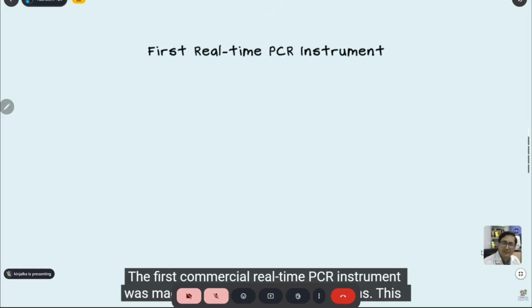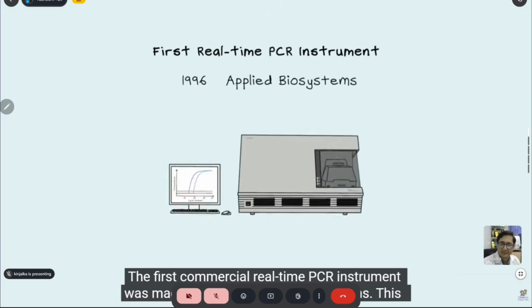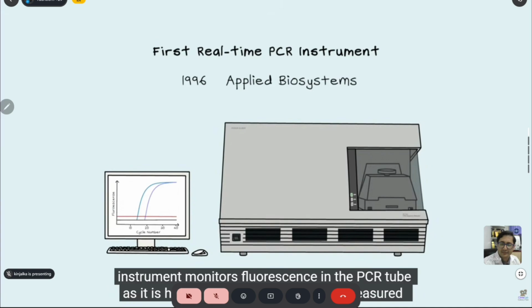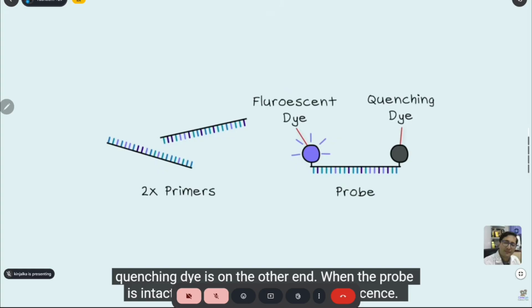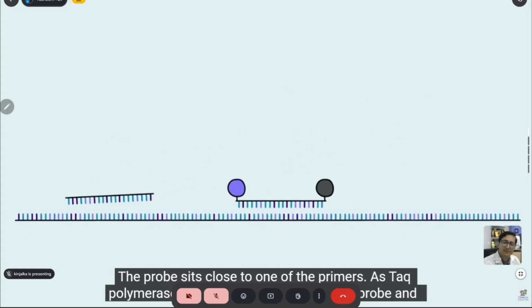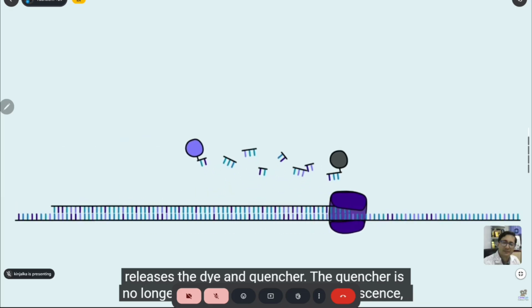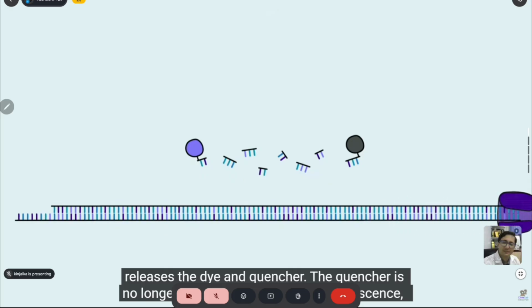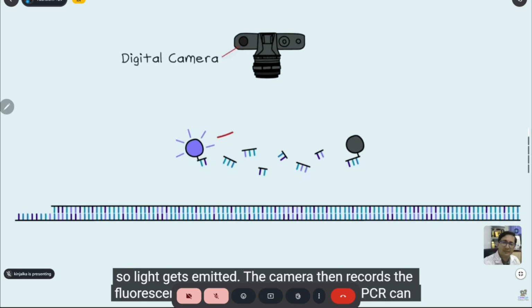The first commercial real-time PCR instrument was made in 1996 by Applied Biosystems. This instrument monitors fluorescence in the PCR tube as it is happening. DNA production is measured using 2 primers and a probe. A fluorescent dye is attached to one end of the probe and a quenching dye is on the other end. When the probe is intact, the quencher stops the fluorescence. The probe sits close to one of the primers. As the Taq polymerase copies the DNA, it cuts up the probe and releases the dye and quencher. The quencher is no longer near enough to stop the fluorescence, so light gets emitted. The camera then records the fluorescence.